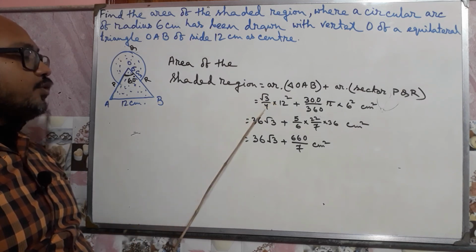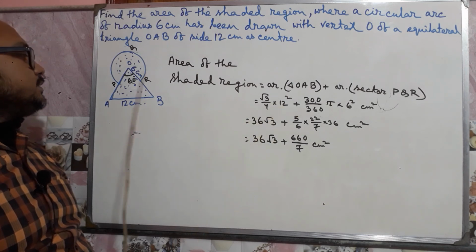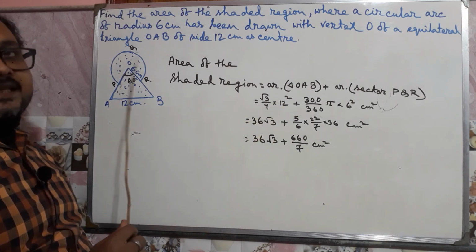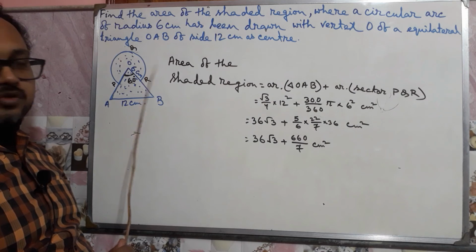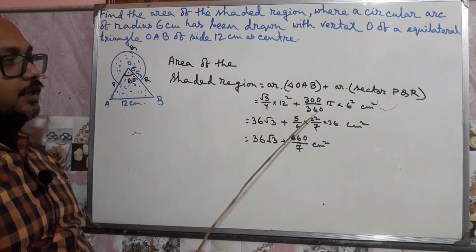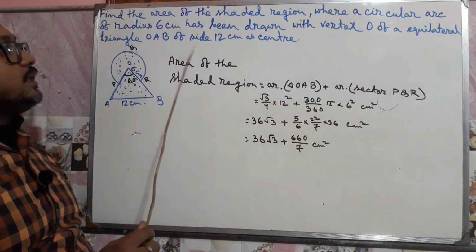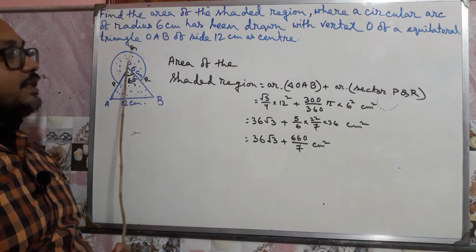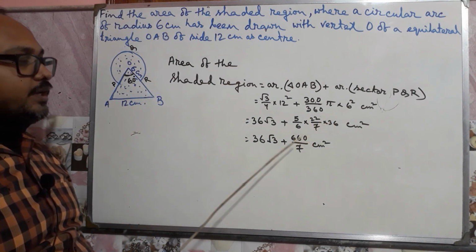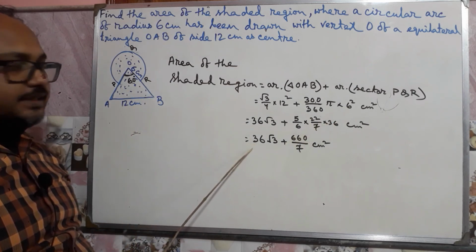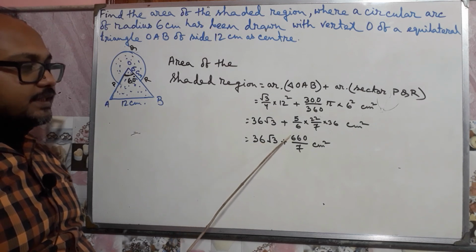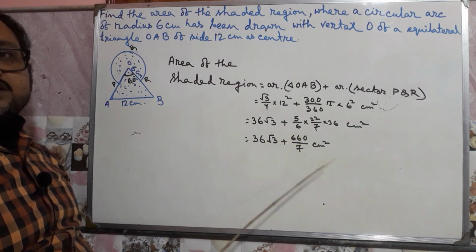So root 3 by 4 into 12 square plus, the angle at the sector is 300 degrees, so 300 by 360 into pi r square. The radius is given 6 centimeter. Okay. By calculating, we got 36 root 3 plus 660 by 7 centimeter square.